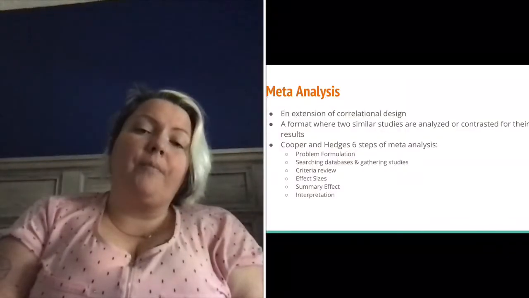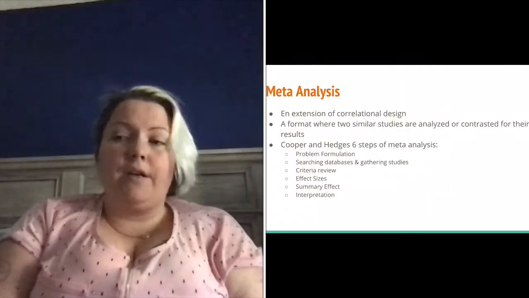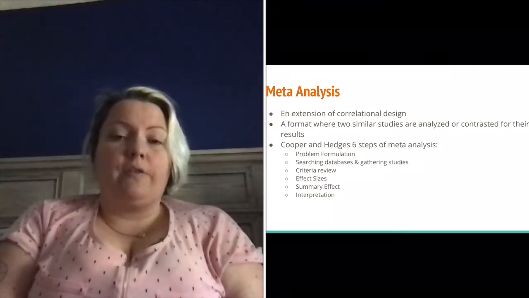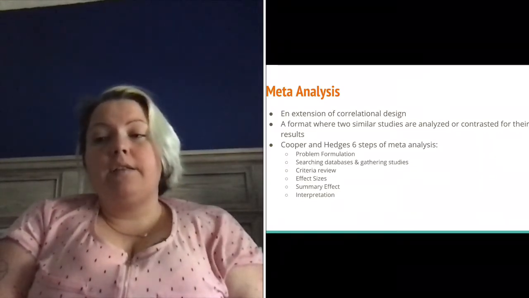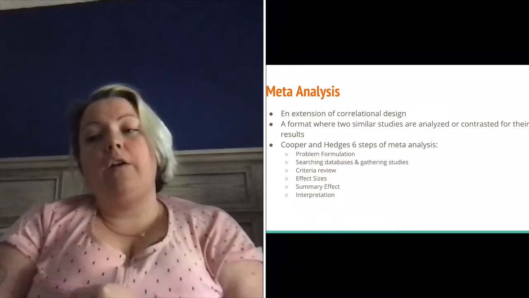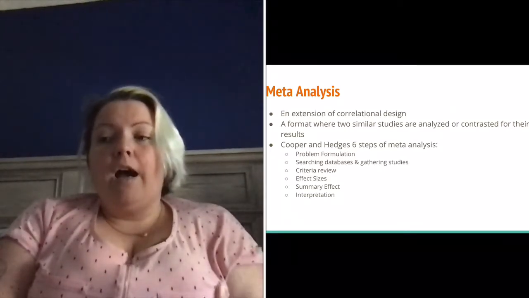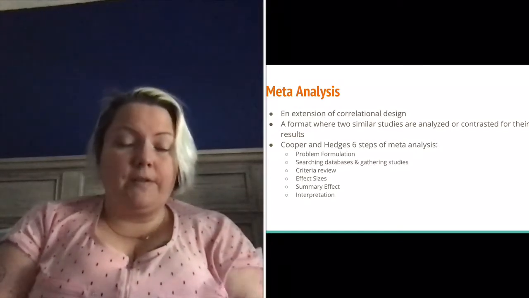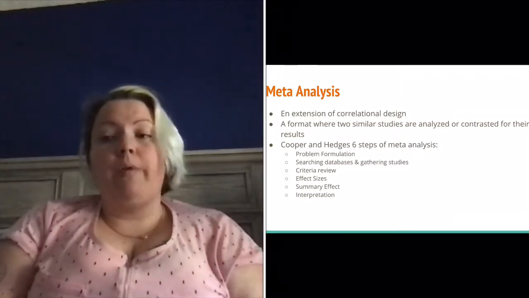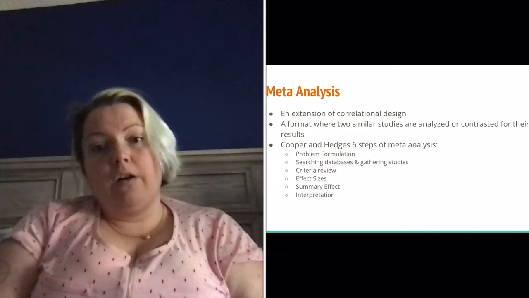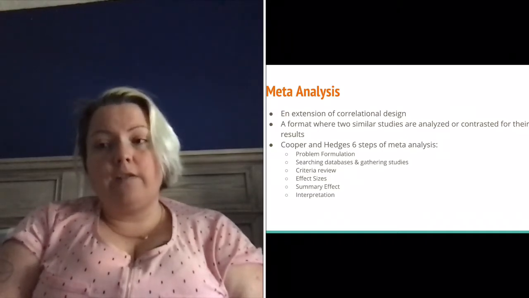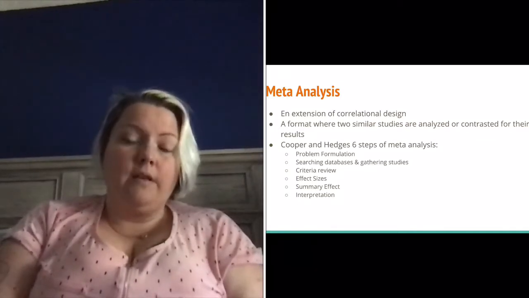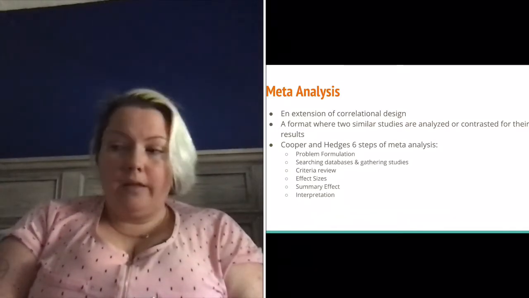Another way that researchers have looked at correlational design is through meta-analysis. So this is an extension of correlational design. And it's a format where you take similar studies and they're all analyzed and contrasted with their results. This is quite similar to what we've been doing regarding our studies thus far in CJ's class, in that there is a 6-step process to doing it.